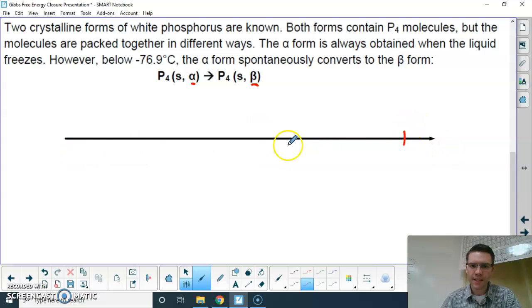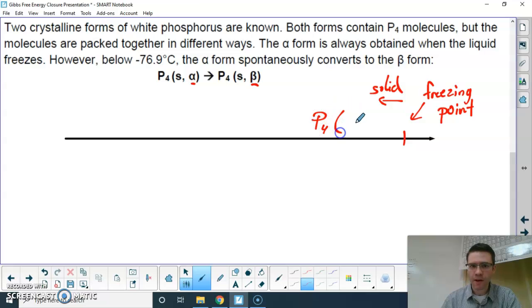I would put a temperature line, and this would be our freezing point. So above this temperature, we are all liquid. Below this temperature, we're all solid. So as we go this direction, we're all solid. And the first solid that forms is the alpha solid. So I'm going to write P4, and I'll do our alpha symbol for that. So we're all P4 alpha. This is also a process that is spontaneous only at low temperatures.